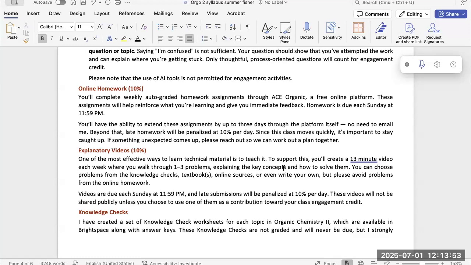You'll have the ability yourself to extend the deadline of these assignments up to 3 days through the platform. So you don't have to email me if you can't finish it. Late homework will be penalized 10% per day. But since this class moves so quickly, I really, really want to persuade you to not take those extensions and to try to keep up with the course schedule, especially because module 3, the third week, is so much material. And so if you're already behind, it could start snowballing.